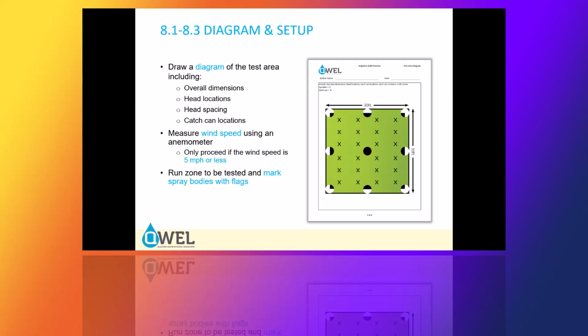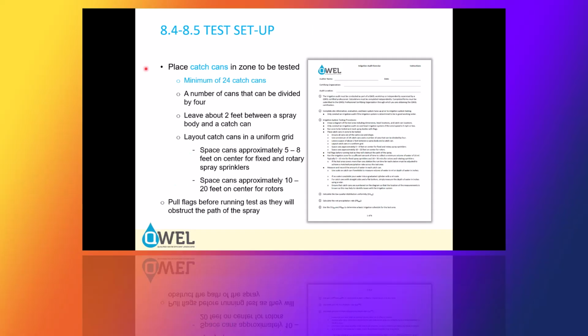The zone to be tested needs to have the spray bodies marked with flags. So usually we go out there, we turn on the system, and we mark all the spray bodies with flags to start. Once we get a good idea where all the spray bodies are, we're going to place the catch cans in the zone to be tested.